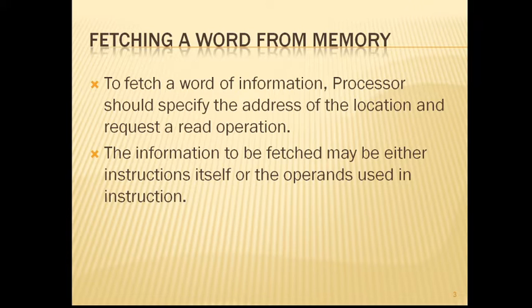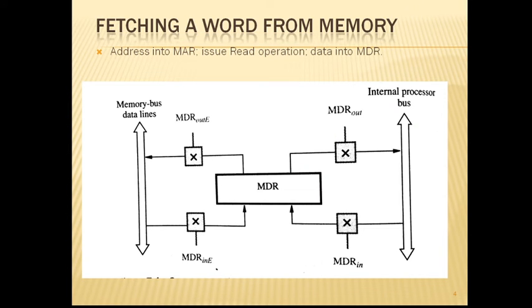The processor transfers the required address to the memory address register, that is MAR, whose output is connected to the address lines of the memory bus. So the output lines of MAR will be connected to the address lines of the memory bus. At the same time, the processor uses the control lines of the memory bus to indicate that the read operation is needed.